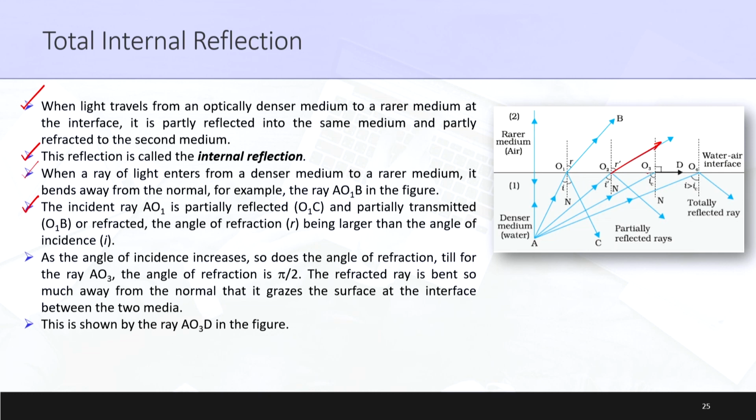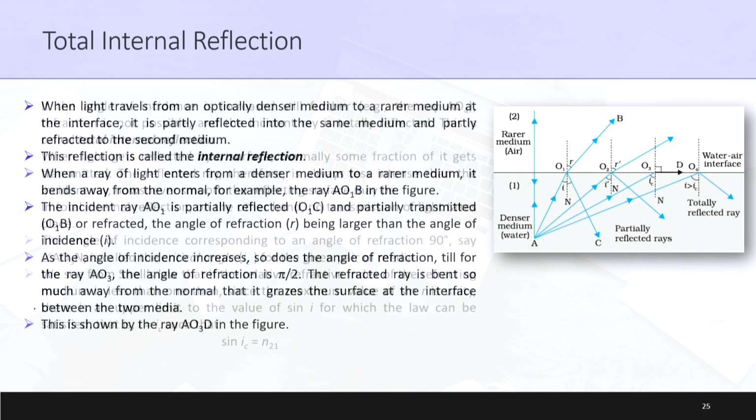It keeps on increasing and we pause at a point at which the angle of refraction is 90 degrees. The refracted ray is bent so much away from the normal that it grazes the surface at the interface between the two media. As you can see, it is grazing the surface, as in it is very near to the surface. This is shown by the ray A O3 D.